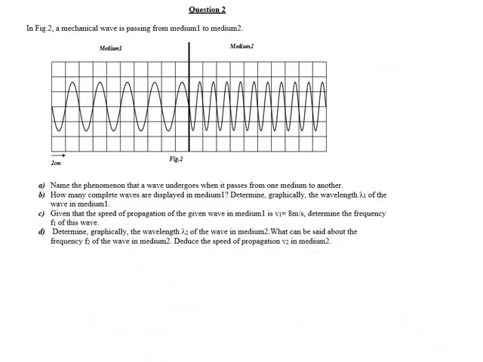Question 2. In figure 2, a mechanical wave is passing from medium 1 to medium 2. Part A. Name the phenomenon that a wave undergoes when it passes from one medium to another. This phenomenon is called refraction of the wave.